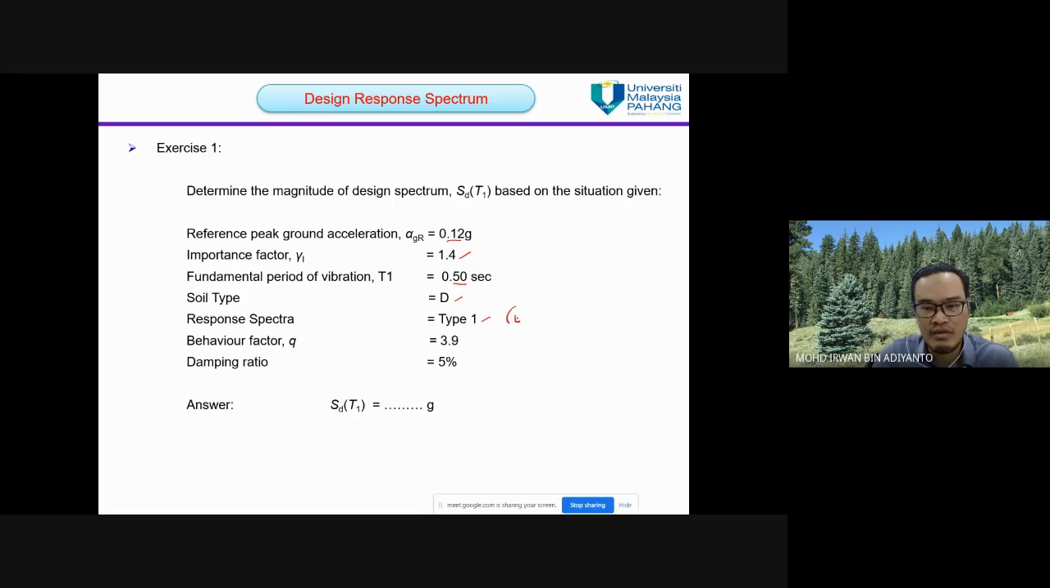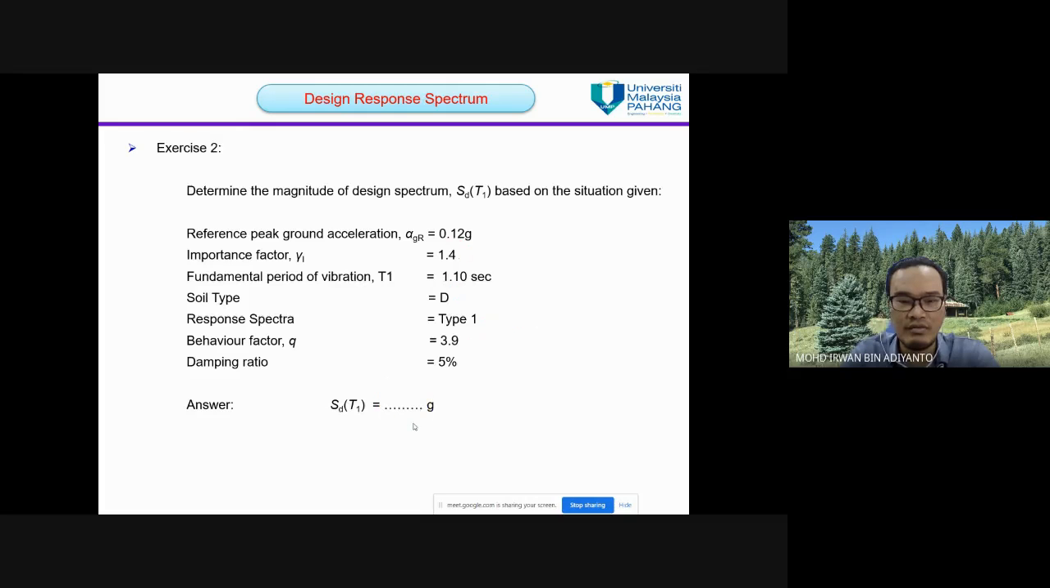So we have to refer to the Eurocode 8 table. The q factor is given as 3.9 and the damping ratio is 5%. So you determine the value of spectral acceleration. So how to solve this question?